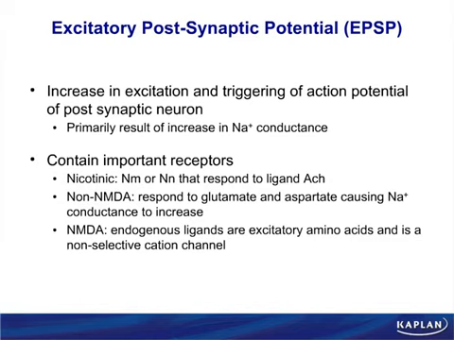Now, important receptors here: nicotinic muscle, nicotinic neuronal. We discussed these. Ligand-gated ion channels, acetylcholine. We didn't specifically discuss this one, but this is the non-NMDA receptor. Endogenous agonists are glutamate and aspartate, but again, excitatory because of sodium conductance. And the other one we also discussed, NMDA. Endogenous ligands are the excitatory amino acids. It's a non-selective cation channel, and it's the weird one. It's both ligand and voltage gated. Hopefully we recall that discussion.